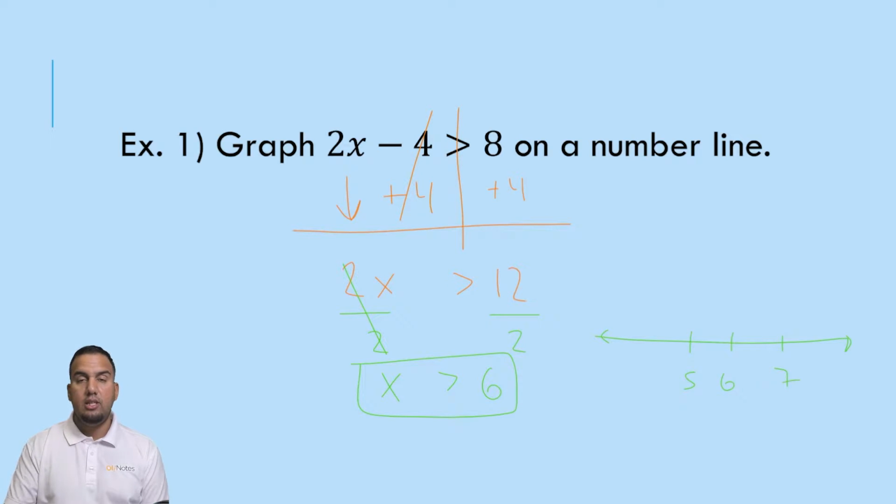And we have to ask ourselves, is this going to be an open circle or a closed circle? Remember, less than or greater than always represent an open circle. So on top of 6, I'm going to put an open circle. And then now I have to ask myself, in which way is the arrow facing?